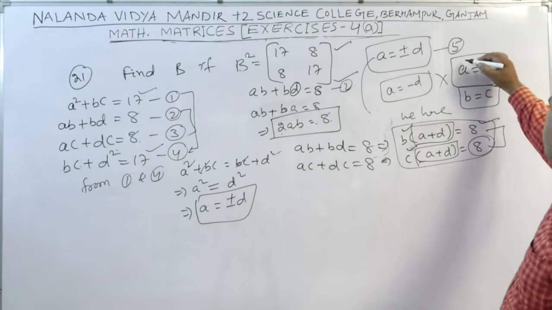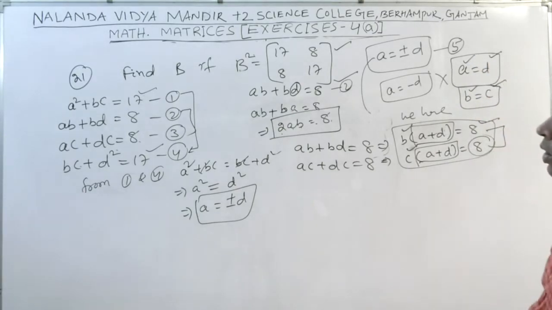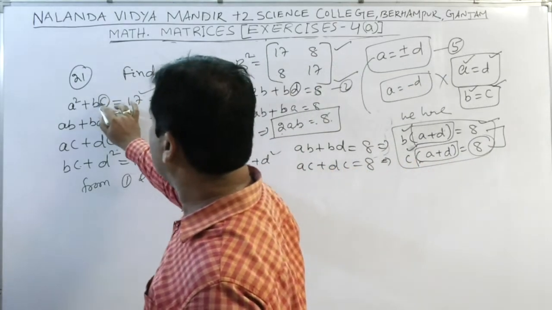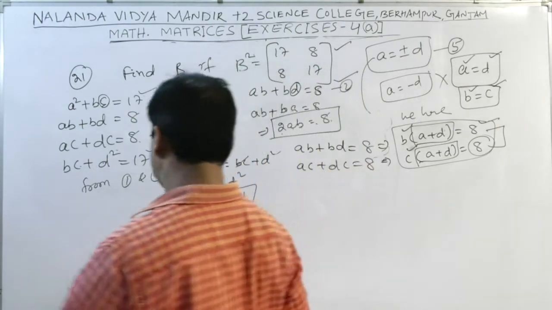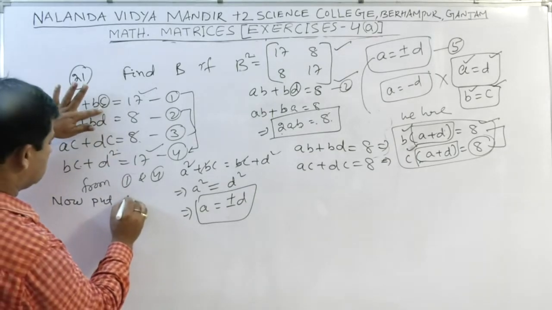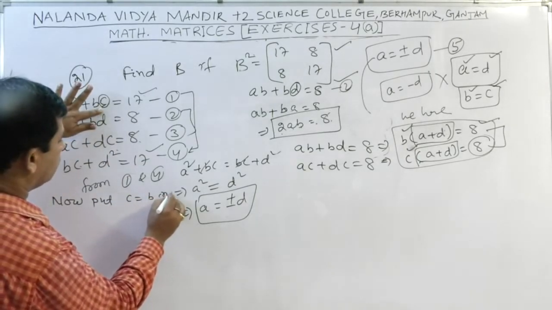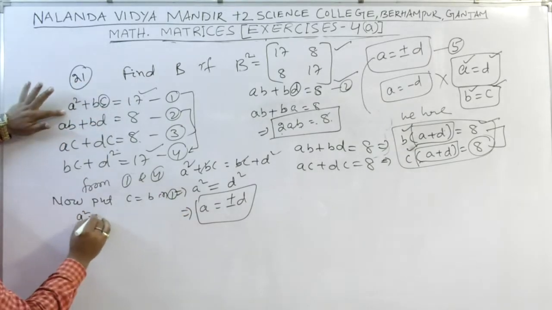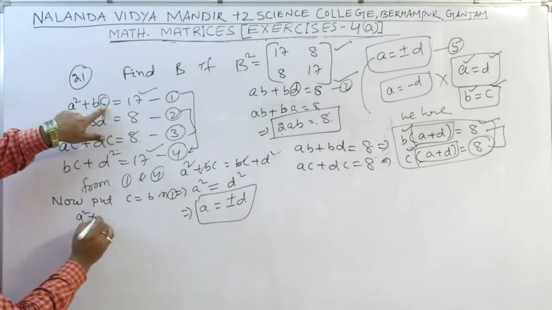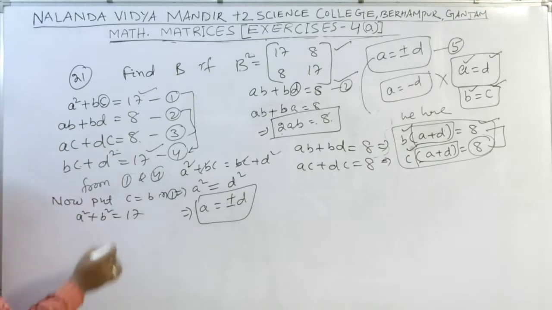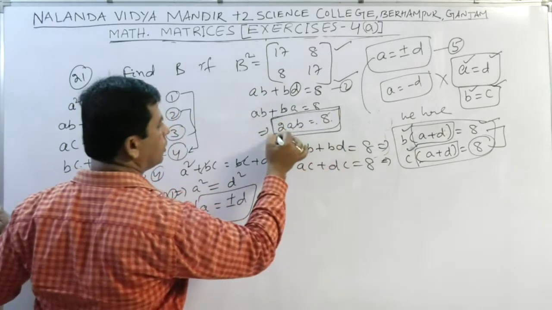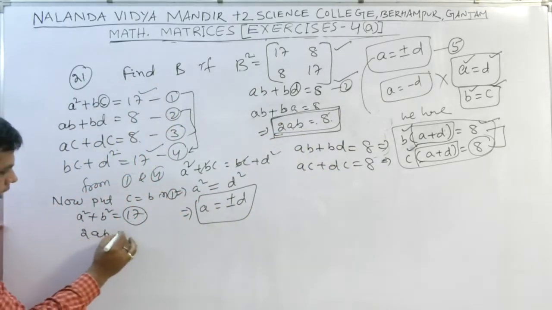Now, we conclude that A is equal to D and B is equal to C. Now put C is equal to B in equation 1. We have A square plus B into B, that is B square, is equal to 7. Therefore, A square plus B square is equal to 7, and 2AB is equal to 8.